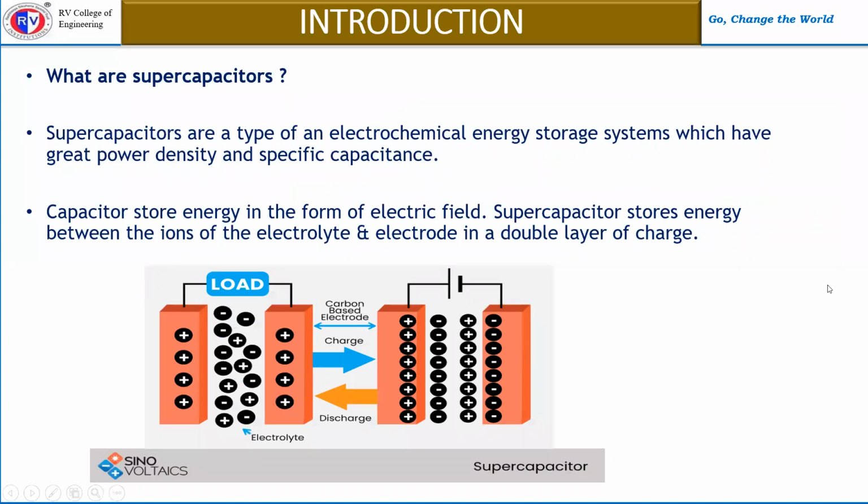So, coming to the introduction: supercapacitors. Supercapacitors are also known as ultra capacitors or electrochemical capacitors. They are advanced energy storage devices that bridge the gap between traditional capacitors and batteries. They also offer unique capabilities in terms of rapid energy storage and release, making them suitable for applications that require high power bursts and quick charging cycles.